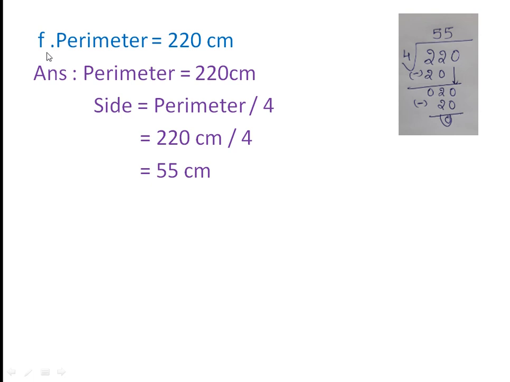See here, F. Perimeter is equal to 220 centimeters. And write down the steps and write down the formula for the side. Side is equal to perimeter divisible by 4. And what is the value of the perimeter? It is 220 centimeters divisible by 4 and divide like this. Okay. We will get the quotient 55. The side is 55 centimeters is the answer.